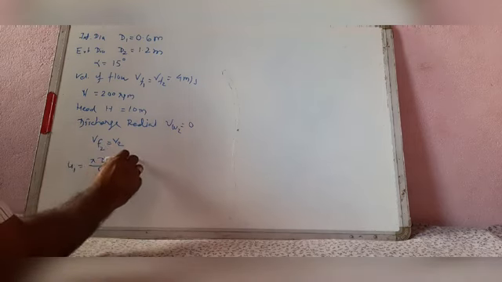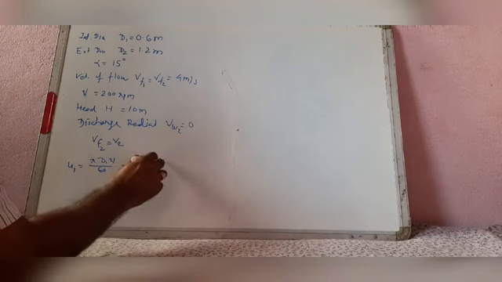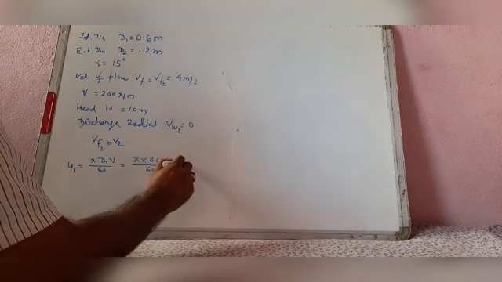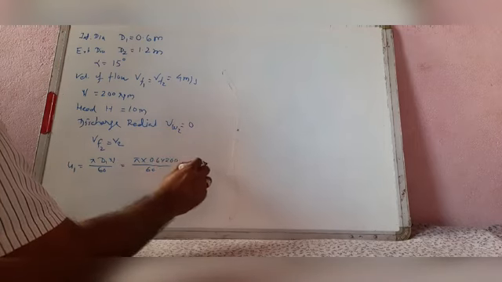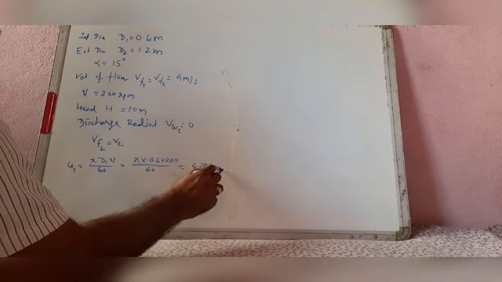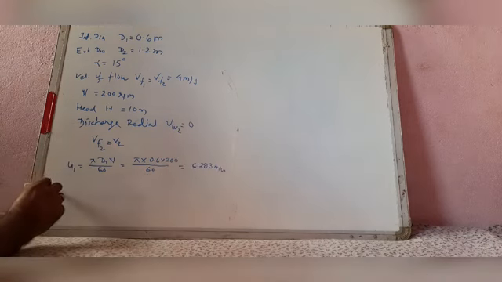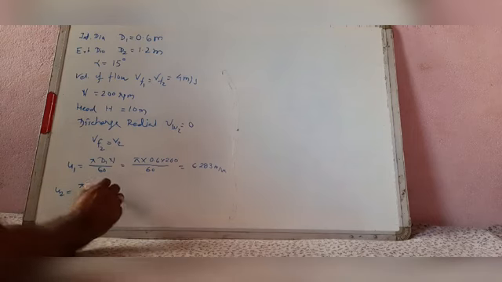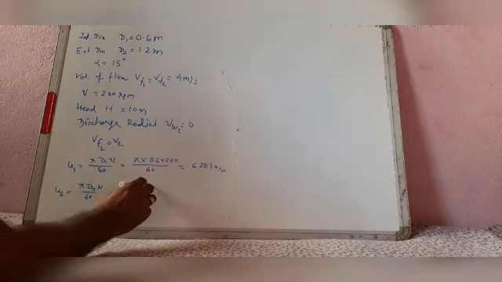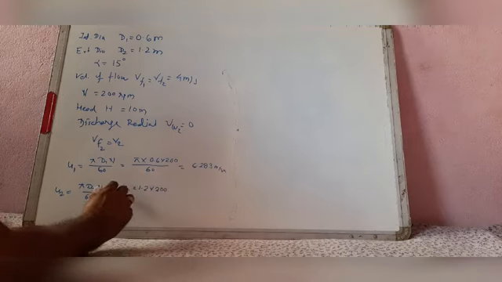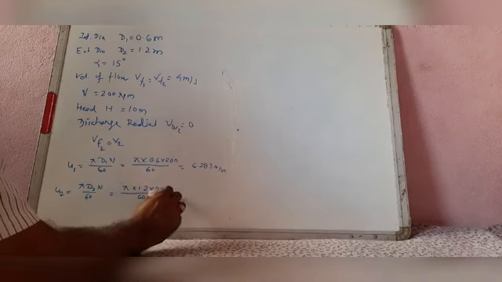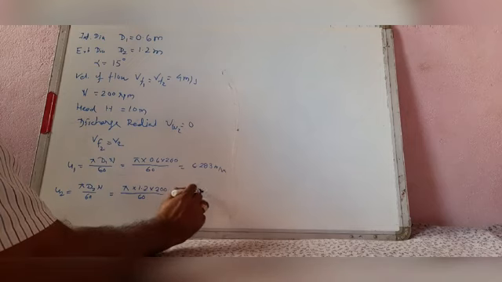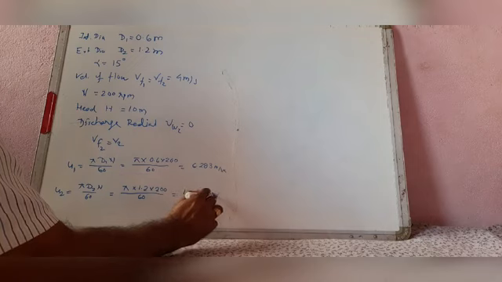Tangential velocity of runner at inlet and outlet are U1 equal to pi D1 N by 60 equal to pi into 0.6 into 200 by 60. So this comes 6.283 meter per second, and U2 equal to pi D2 N by 60 equal to pi into 1.2 into 200 by 60. This comes 12.566 meter per second.